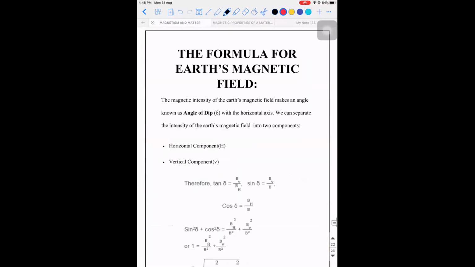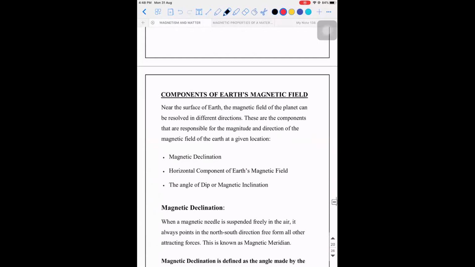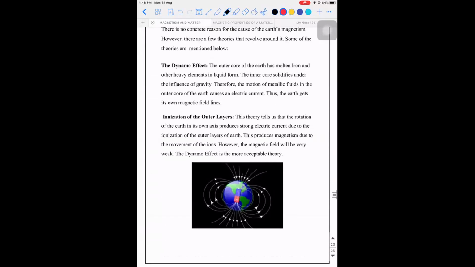So next class we will see the hysteresis effect and Earth's magnetism. With this, the chapter is over. Okay. So that's it.